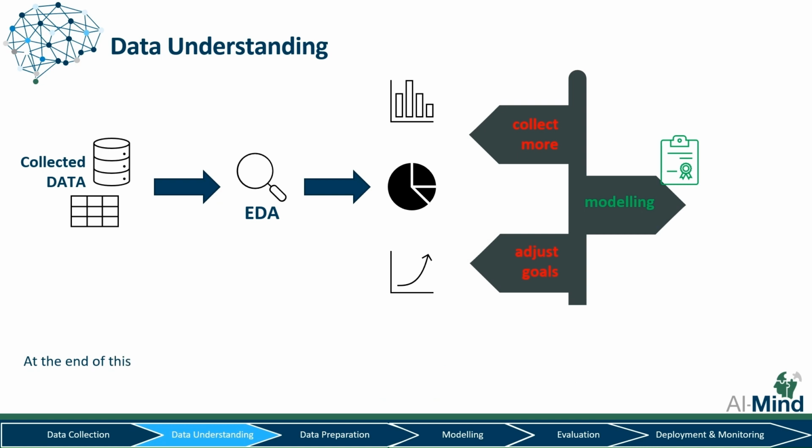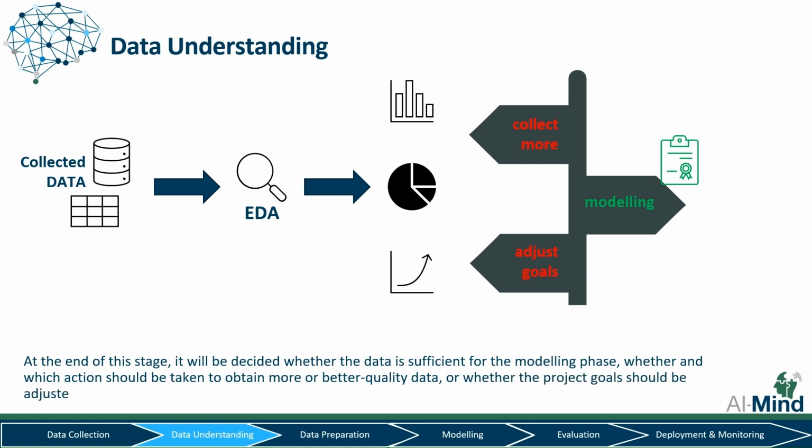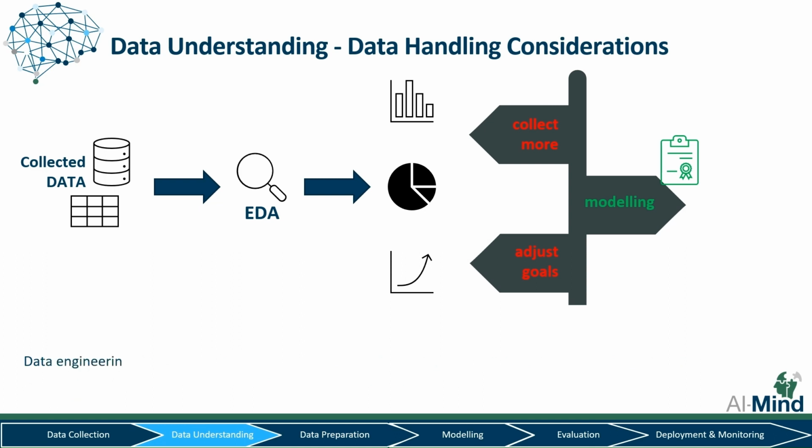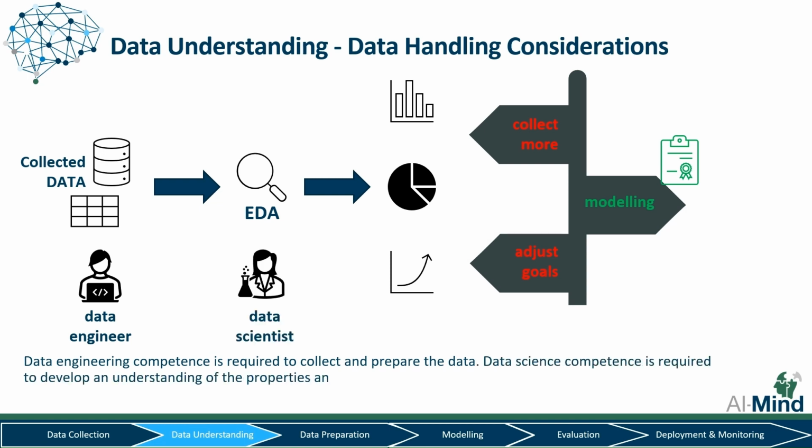At the end of this stage, it will be decided whether the data is sufficient for the modeling phase, whether and which action should be taken to obtain more or better quality data, or whether the project goals should be adjusted. Data engineering competencies are required to collect and prepare the data. Data science competence is required to develop an understanding of the properties and possible shortcomings of the data.